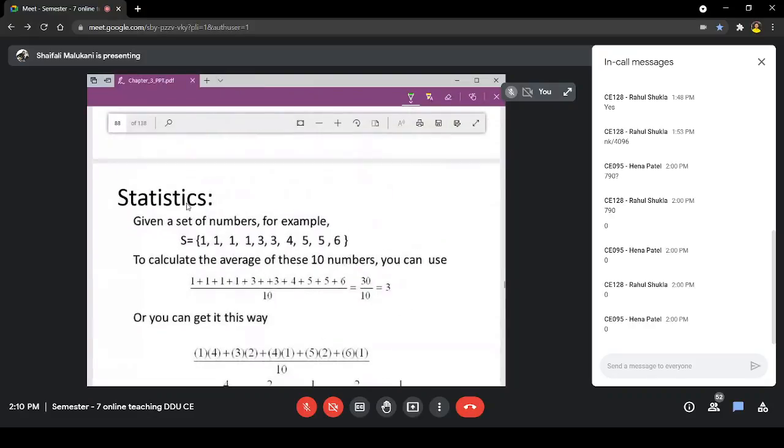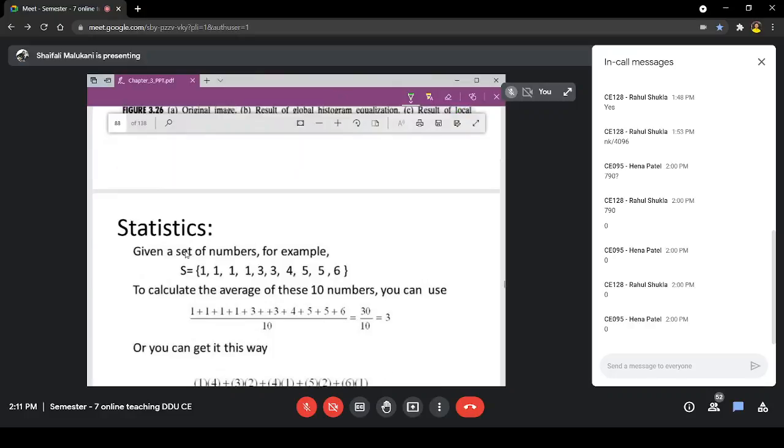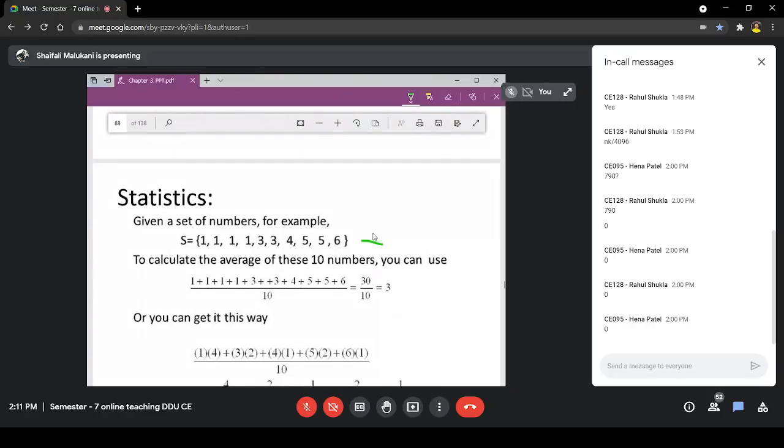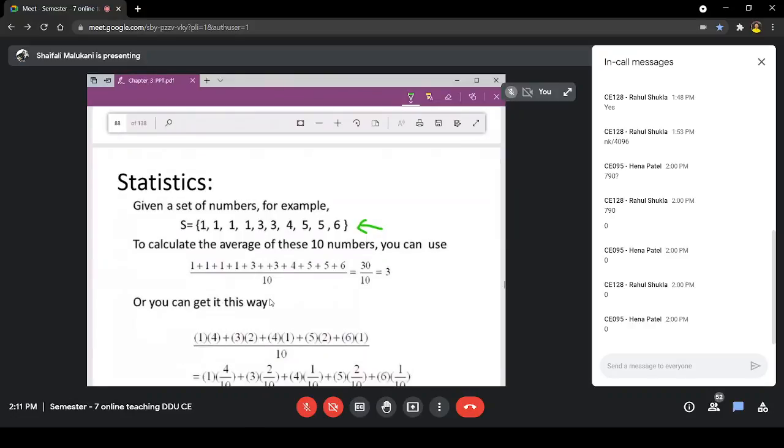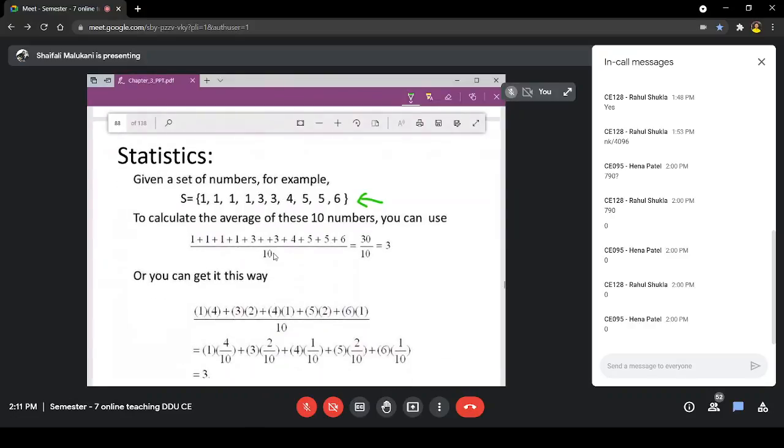Okay, now we are going to the next topic, that is image statistics. What is image statistics? Finding mean and variance, right? So what is mean? How to find mean? Suppose I have a simple example to find the mean. I just sum this up and divide by the total number of observations. Summing all and dividing by the total number of observations will give me the mean.